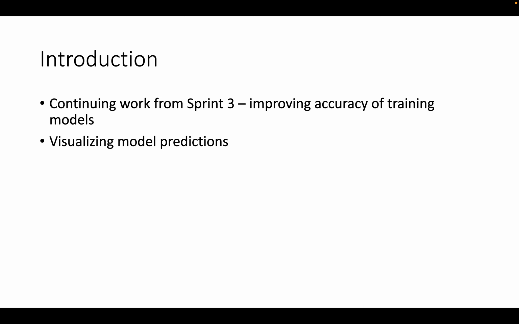Hi, today I want to talk about the Spring 4 updates of our project, the machine learning project. For Spring 3, we were working on the model to distinguish the inhale from the exhale. For this sprint, we're going to improve the accuracy because the accuracy was pretty low.